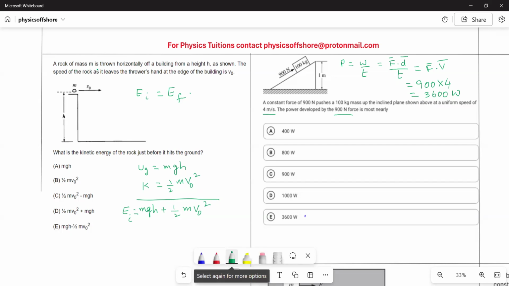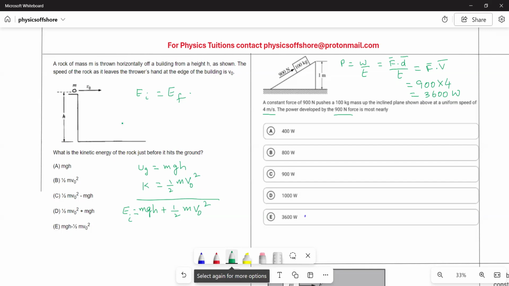A rock of mass m is thrown horizontally off a building from a height h as shown. The speed of the rock as it leaves the thrower's hand at the edge of the building is v naught. What is the kinetic energy of the rock just before it hits the ground?